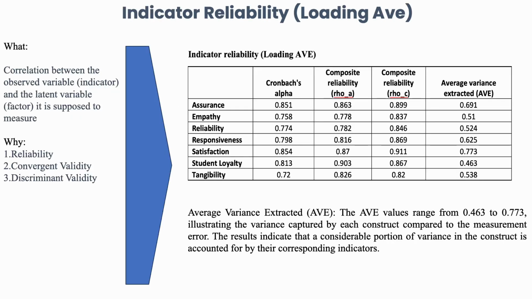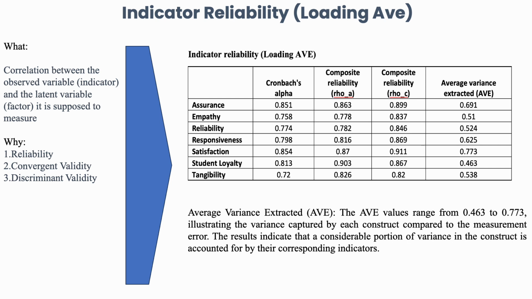Now moving on to the first item in the agenda, which I will be covering, which is the indicator reliability, loading, and AVE. First, it's important for us to understand what actually is an indicator reliability. Indicator reliability, also known as loading or factor loading, in the context of factor analysis, is a measure that shows the correlation between the observed variable, also known as indicator, and the latent variable, which is known as factor, it is supposed to measure.